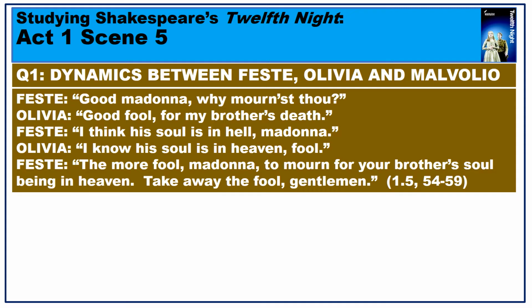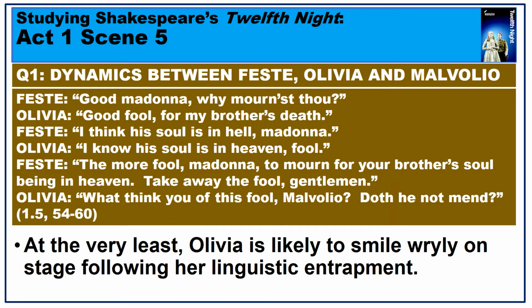When she says that she's mourning for her brother's death, Feste gives a provocative answer, which he knows that she will contradict. This then leads to Feste being able to boot the ball into an open goal by declaring that Olivia is being foolish for mourning a brother who, according to Christian orthodoxy, is in a much better place. Olivia's response to being outfoxed indicates that she is by no means offended, and indeed has rather enjoyed this return to form of her fool's wit.